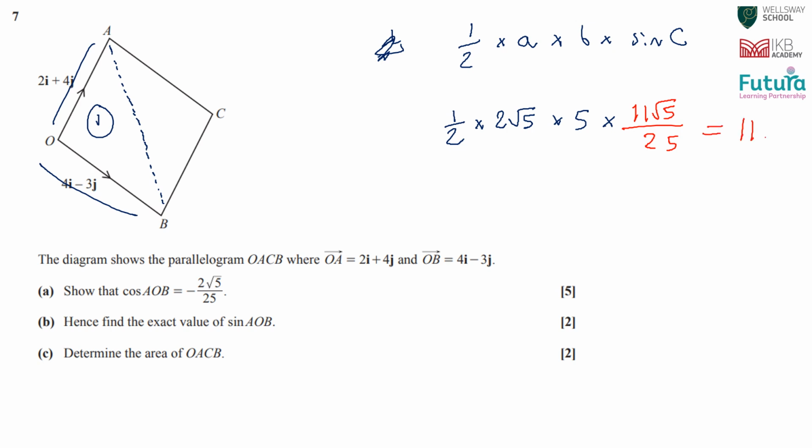Now you might be tempted to stop there and say that the area is 11 units squared. That would be wrong, because this shape actually consists of two triangles, this triangle here and this triangle here, which are both the same because it's a parallelogram. So we just need to times that by 2, giving a final answer of 22 units squared.